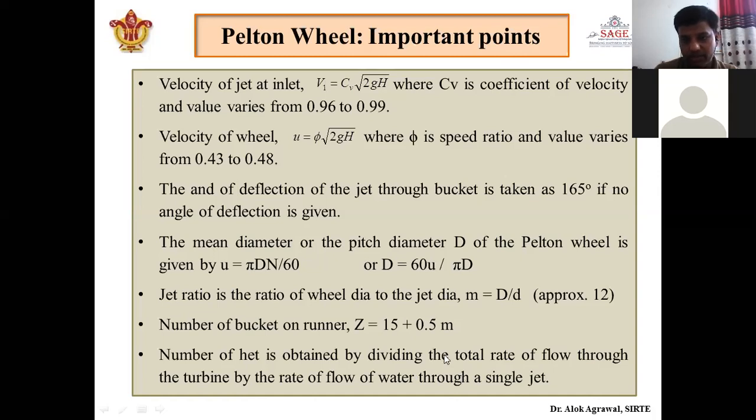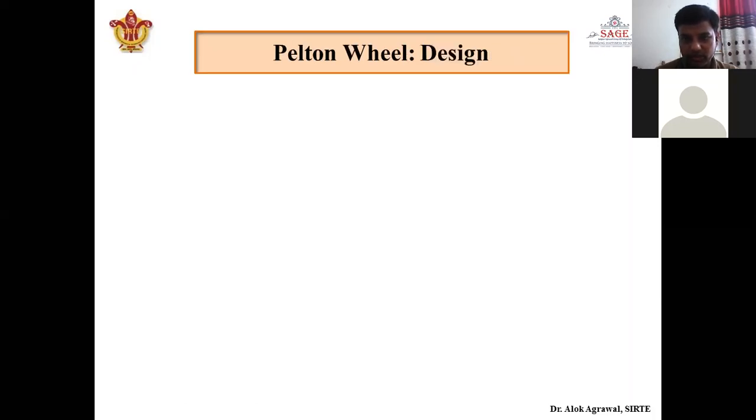Now there can be a multiple jet Pelton wheel or a single jet Pelton wheel. The number of jets can be calculated by the total rate of flow through the turbine divided by the rate of water flow through a single jet, capital Q by small q.